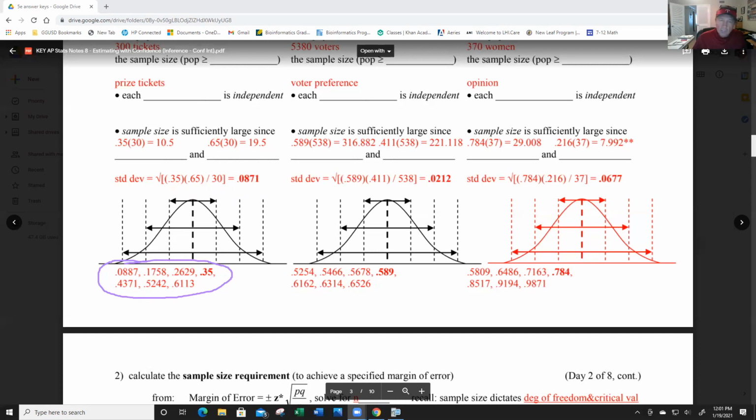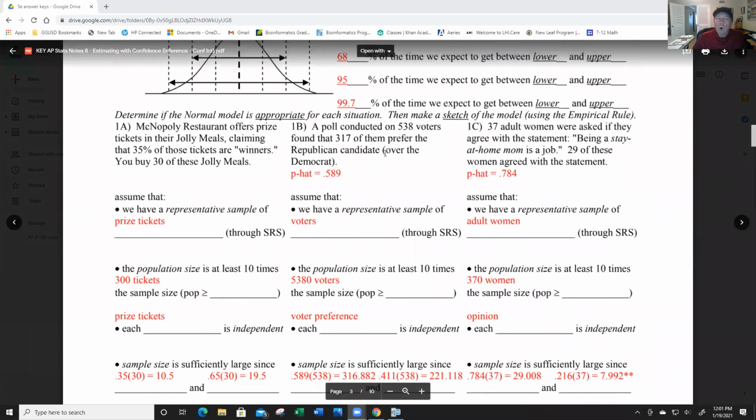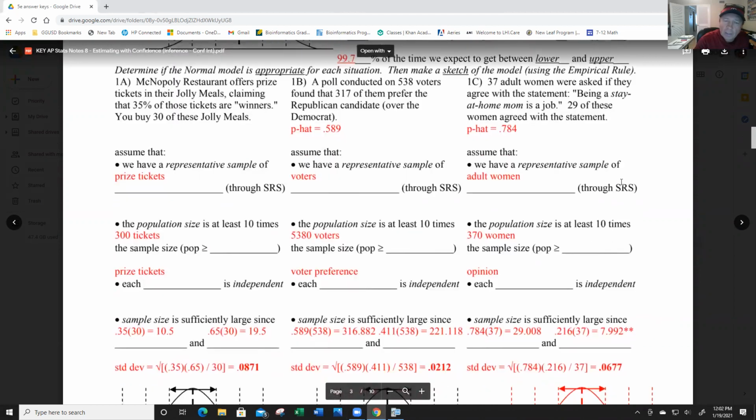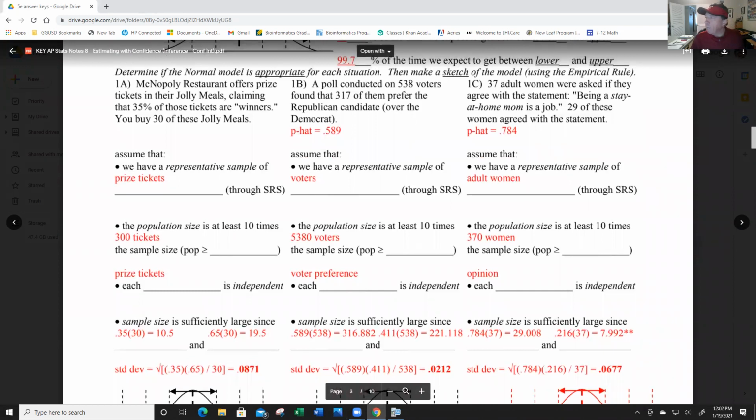All right, the next one. The next one is a poll conducted on 538 voters found that 317 of them prefer the Republican candidate. So that's P hat. And by the way, I spelled out P hat because I can't find the hat on the typing, but P hat is 0.589. I just got that by dividing 317 over 538. No problem. Okay, do we have a legit study here?